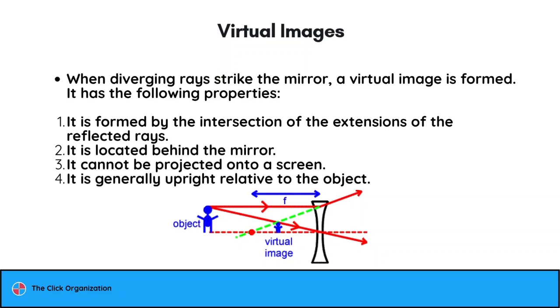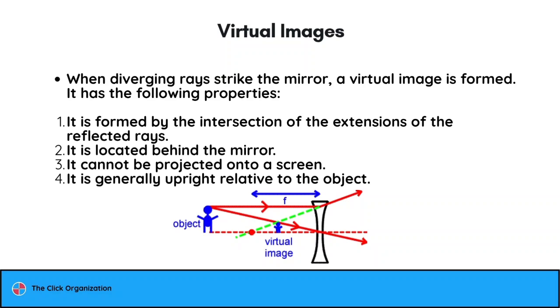First, it is formed by the intersection of extensions of the reflected rays. And the reflected rays do not actually meet behind the mirror. However, if we extend their paths backward, they appear to come from a point behind the mirror, as you can see in here. And second, it is located behind the mirror. Well, the image appears behind the mirror, but there's no actual light in there.